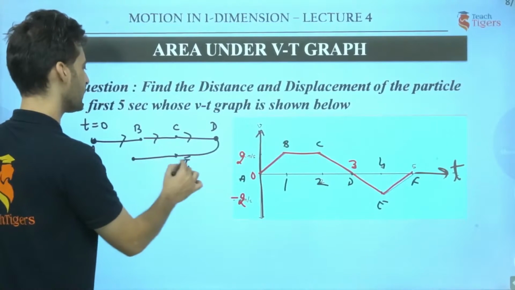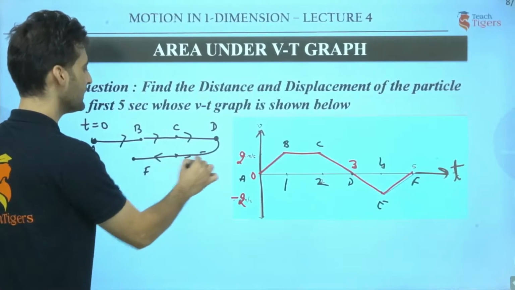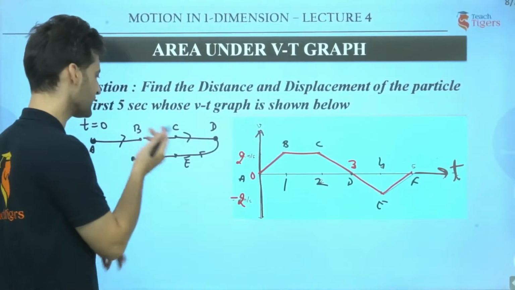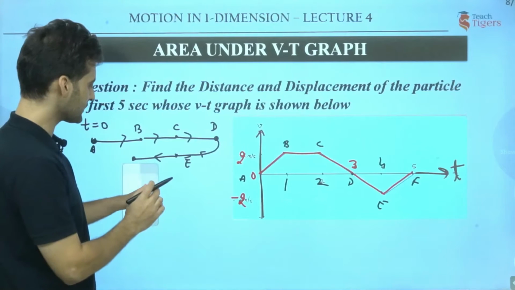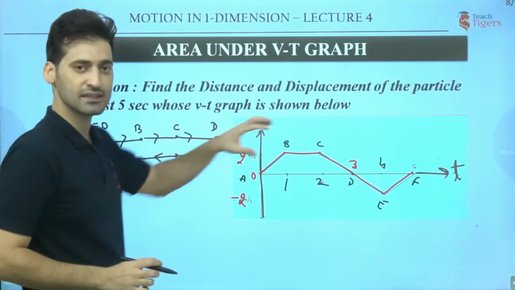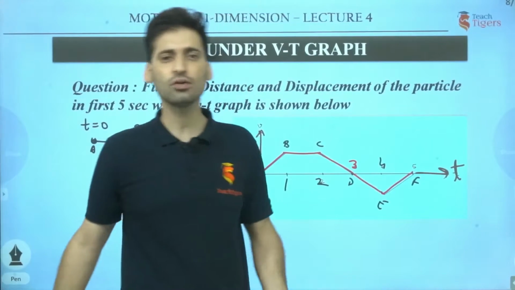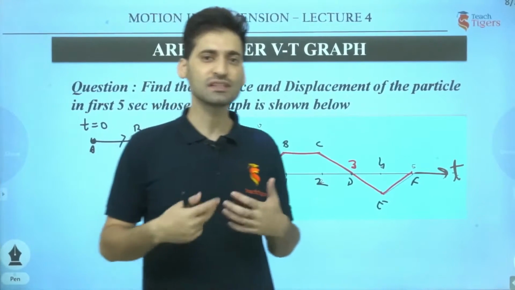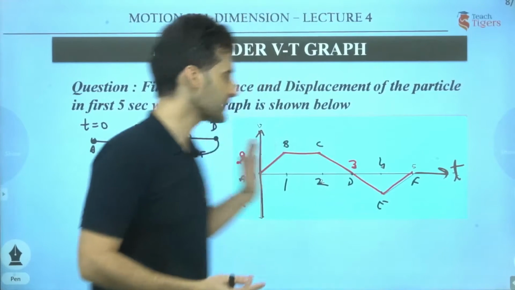Again he reached point F, and here what he did? Here again the velocity becomes 0, and he stopped over here. He stopped. So I have interpreted this situation like this. You need not interpret this situation all the time, but in order to explain the concept that I want to tell you, I am interpreting this situation.